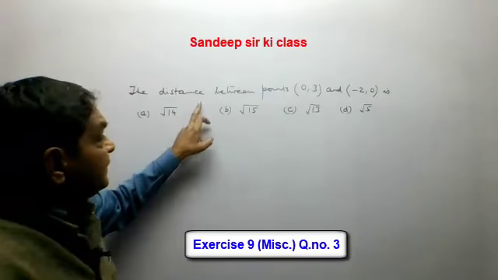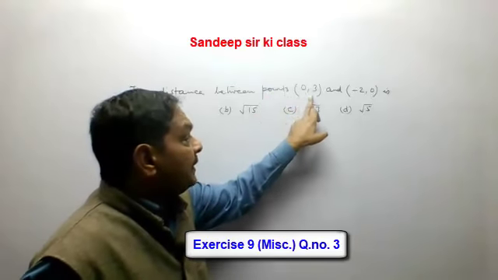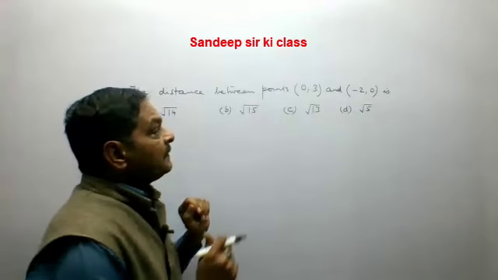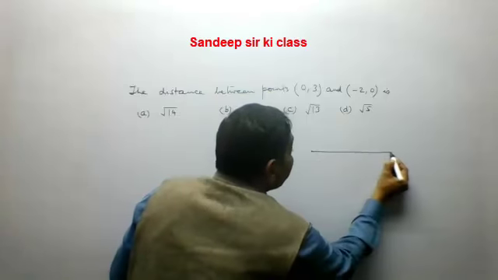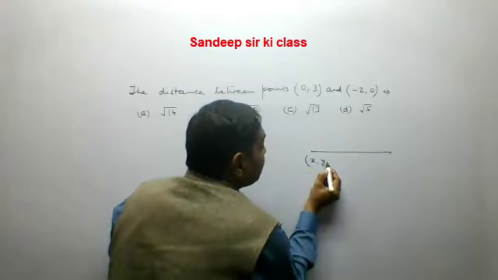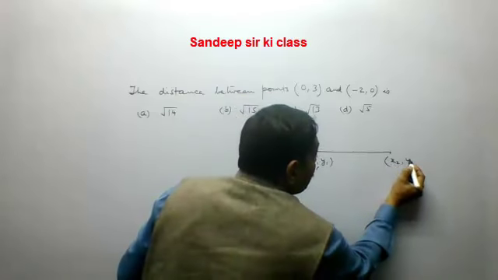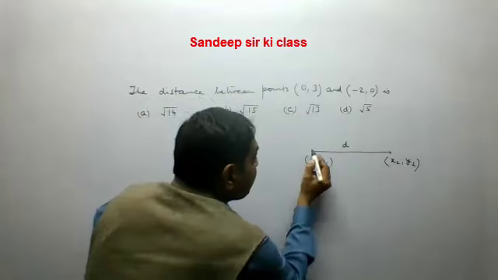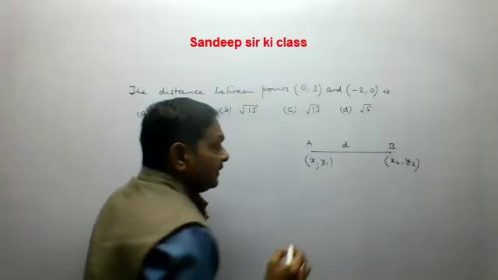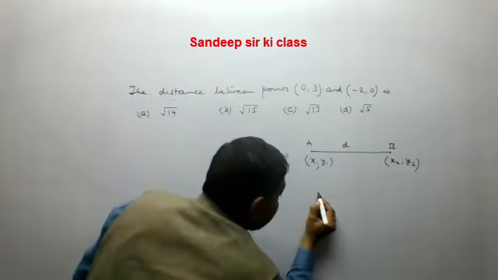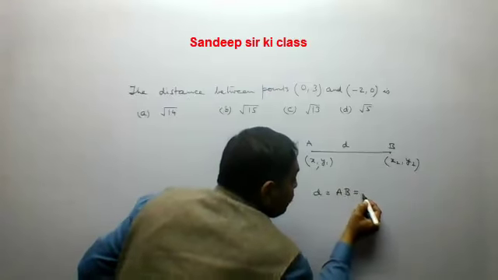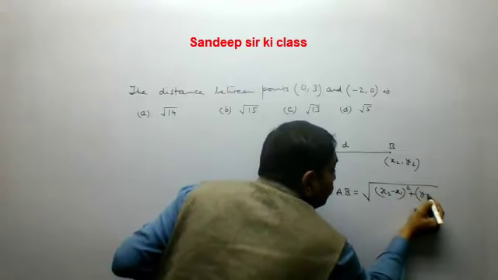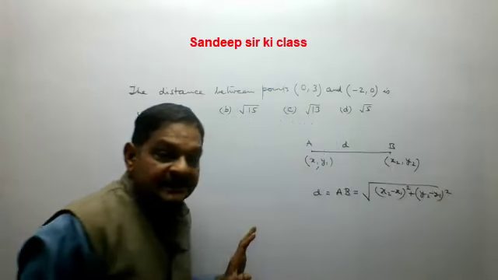Next question is the distance between points (0, 3) and (-2, 0), and these are the 4 options given to us. See, we know that if the points are (x1, y1) and (x2, y2), and the distance is d, then the distance formula tells us, if these points are A and B, then the distance d, that is AB, is equal to under root of (x2 minus x1) whole square plus (y2 minus y1) whole square. This is the distance formula.